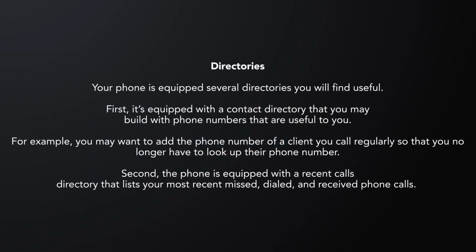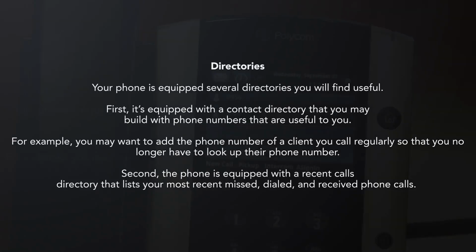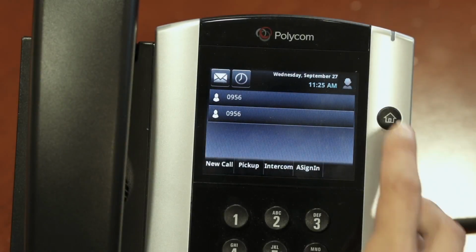Directories. Your phone is equipped with a local contact directory that you may build with phone numbers that you find useful. For example, you may want to add a phone number of a client you call regularly so that you no longer have to look up their phone number. To access the contact directory, press the Home button to navigate to the Home view, then tap the Directories icon.